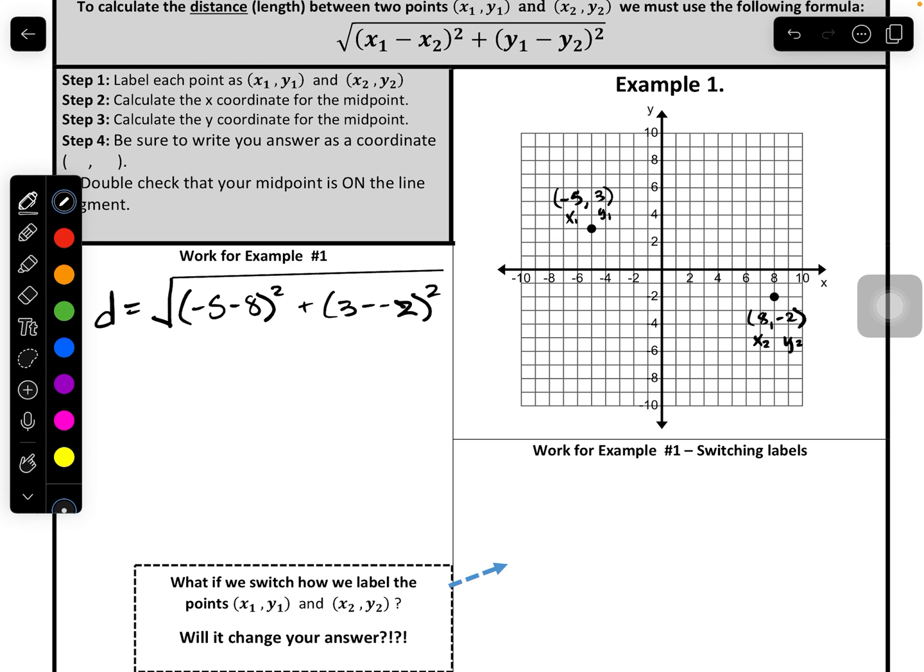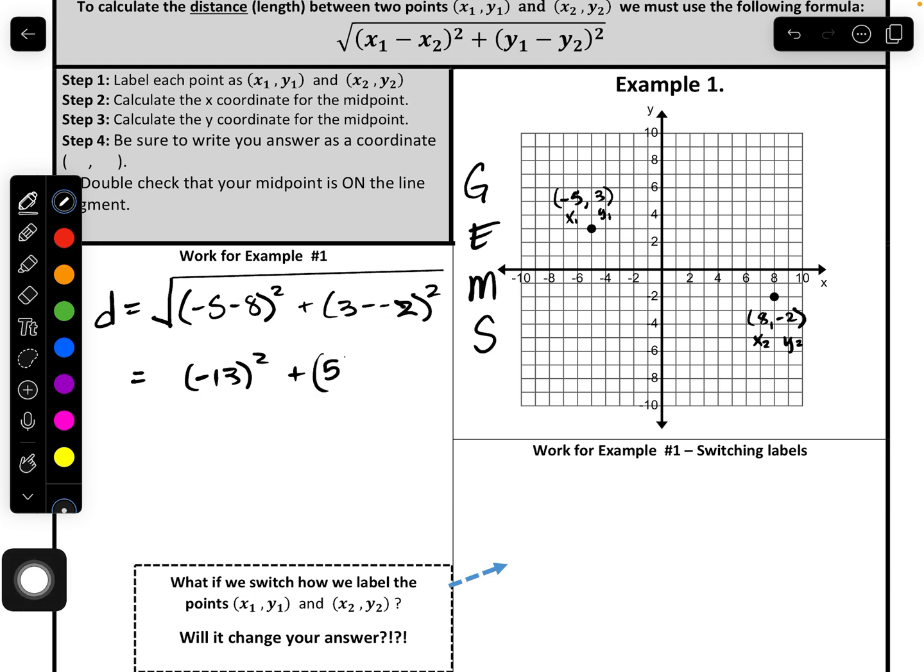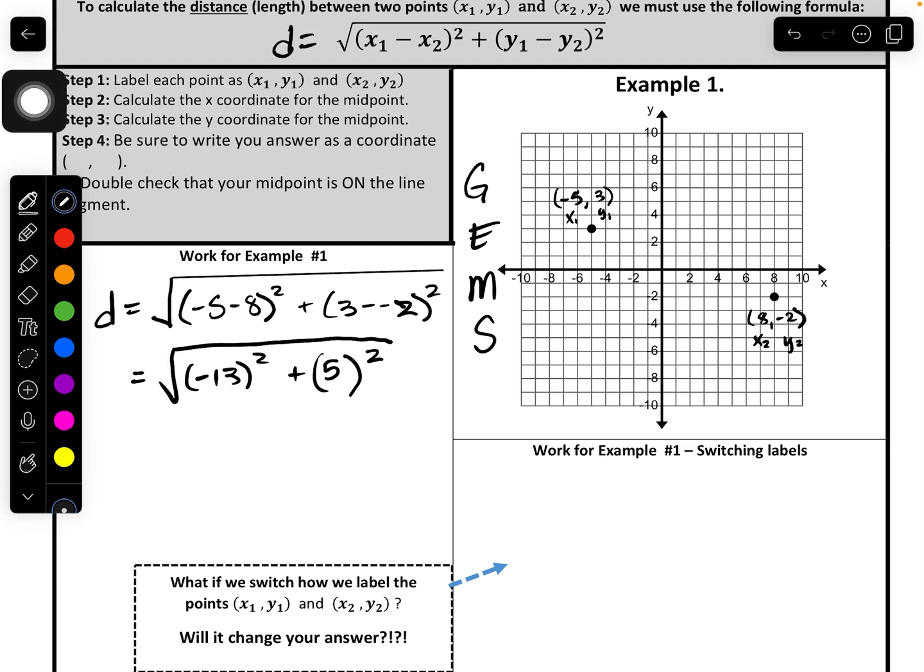So let's take care of everything underneath that radical first. We'll start with what's inside those parentheses. Reminder, order of operations is groups first. Then we'll take care of exponents, any multiplication, division, and then any subtraction or addition. All right? So -5 minus 8 is -13. We'll square that. Plus 3 minus -2 is 5. And again, we will square that number. Don't forget, the distance formula is the square root of all of that. Eventually, we'll take the square root of all of it.